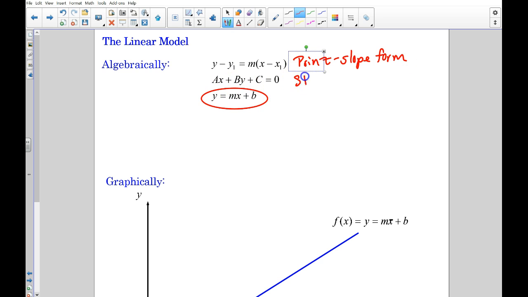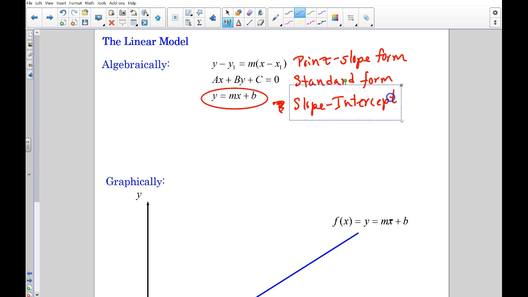The second form listed, ax plus by plus c, is called standard form. Generally, we see this when we're doing systems of linear equations. Otherwise, the most common form is this last one, which I have circled, and this is slope-intercept form. This is the form that we are going to be focusing on for this video.